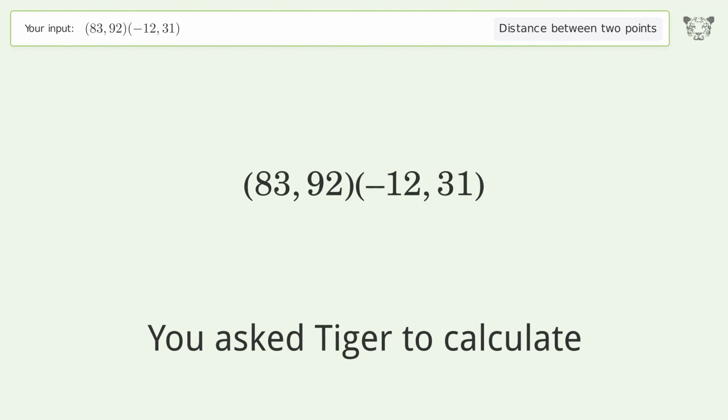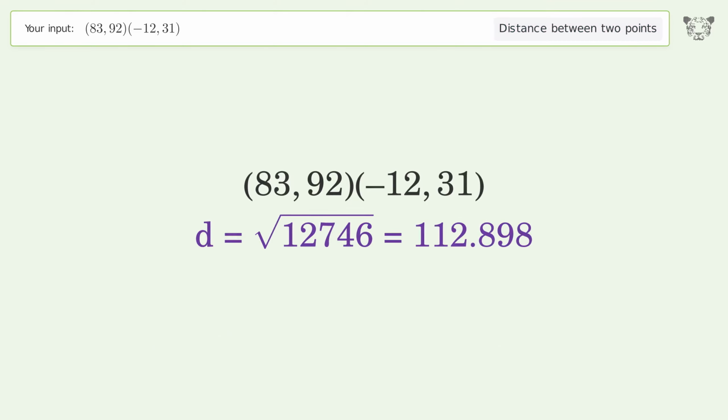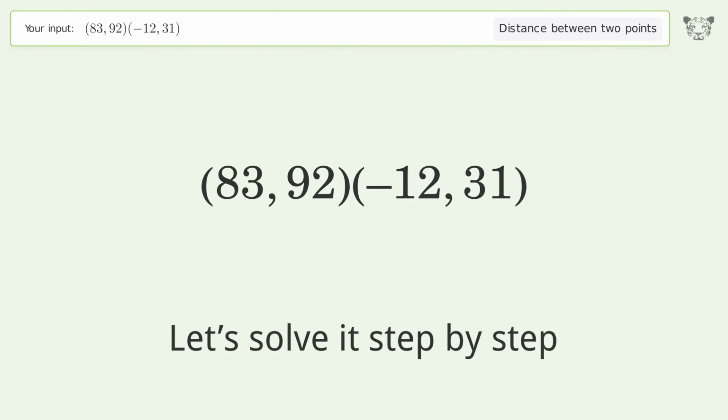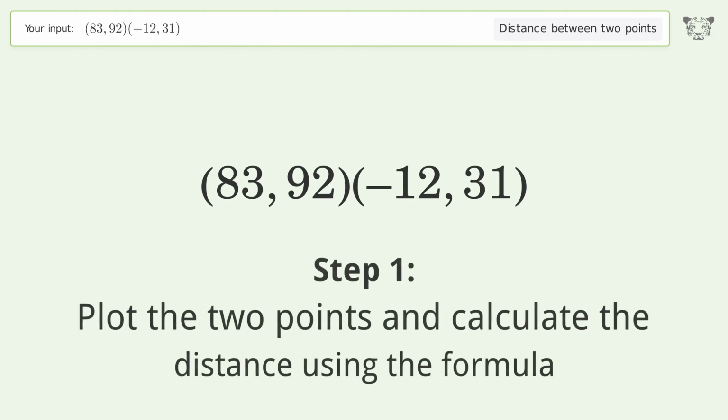You ask Tiger to calculate. This deals with the distance between 2 points. The distance between the 2 points is the square root of 12,746, or 112.898. Let's solve it step by step. Plot the 2 points and calculate the distance using the formula.